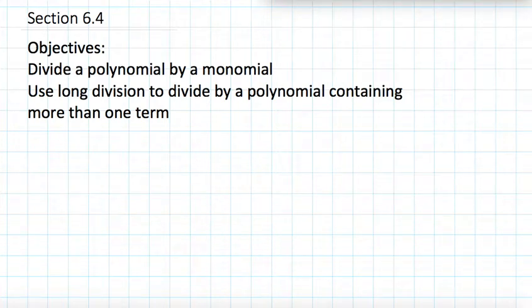This video is for section 6.4. Our objectives in this video are to divide a polynomial by a monomial and use long division to divide by a polynomial containing more than one term. So we're going to start by looking at the quotient rule.